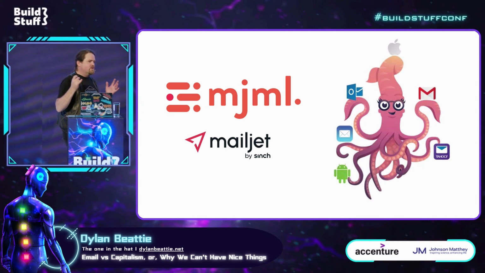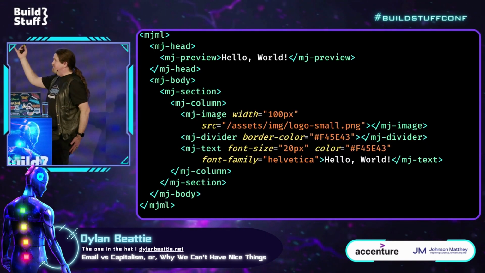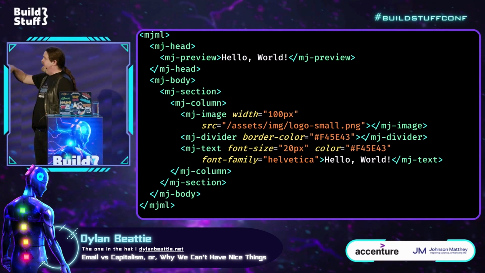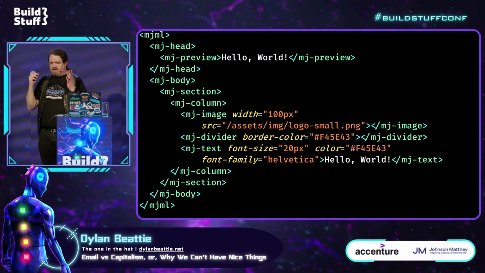And what these do is they give you an abstraction over HTML that's targeted for email. So you can say, I want to write this: Mailjet mail with a Mailjet head and a Mailjet preview and a column and an image. This is what we write. This is what developers have to write. This is for the humans.